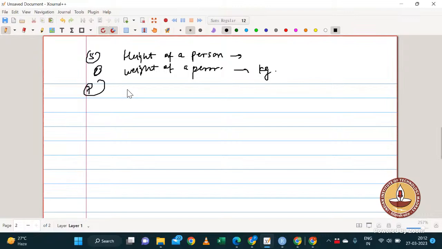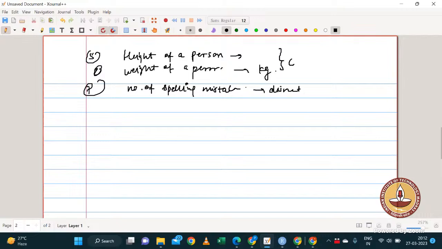Let's say, the number of spelling mistakes in a report or in a page. So what is that? That's discrete, sir. Correct, that's discrete. So now it's clear.